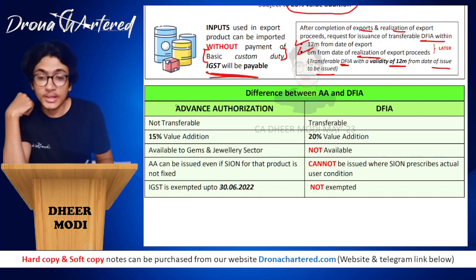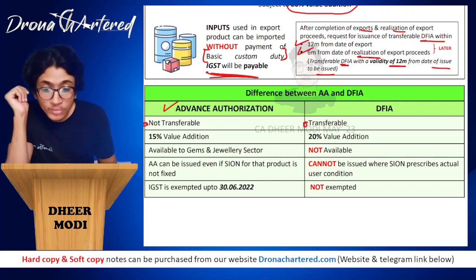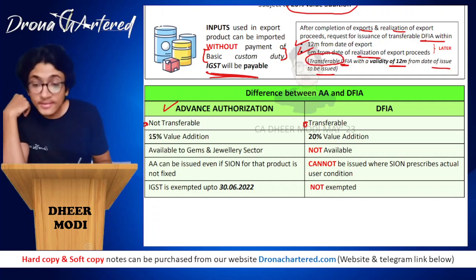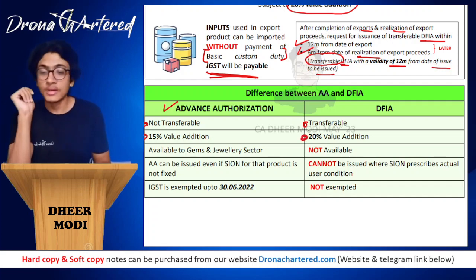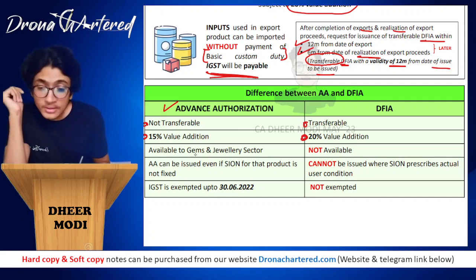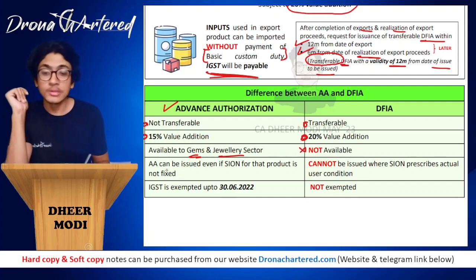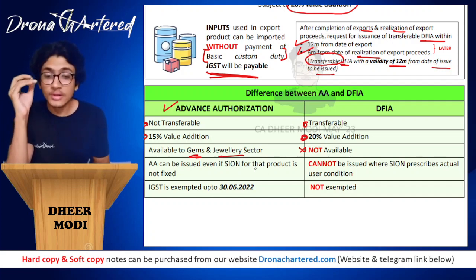Now your advance authorization is not transferable. This you remember we had studied, and your DFIA is transferable. As I told you over here, transferable DFIA. Next, under advance authorization, you need 15% value addition. Under DFIA, you need 20% value addition. Advance authorization is also available to the gems and jewelry sector. Your DFIA is not available to this sector. Advance authorization can be issued even if SION for that product is not fixed. So even if it is not fixed, it can still be issued.